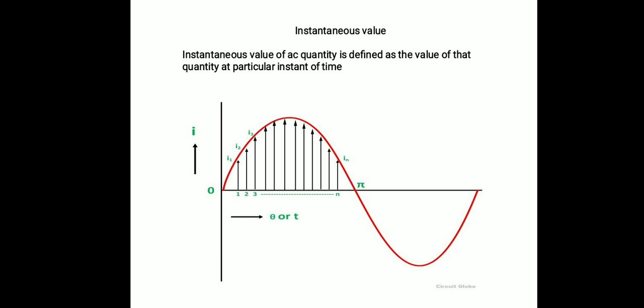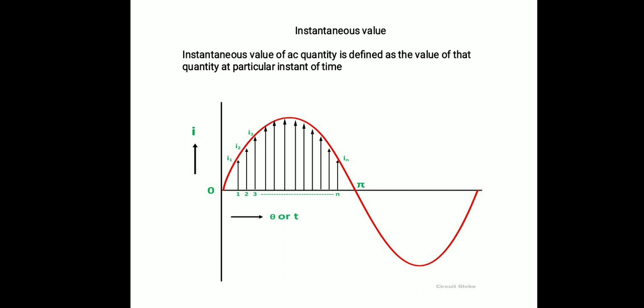So the value I1 for time instant 1 is called the instantaneous value for that particular instant of time, which is 1. Also I2 is nothing but the instantaneous value of the AC quantity for time instant 2. Also I3 is the instantaneous value of the AC quantity for time instant 3, up to n. So In is the instantaneous value for the time instant n.